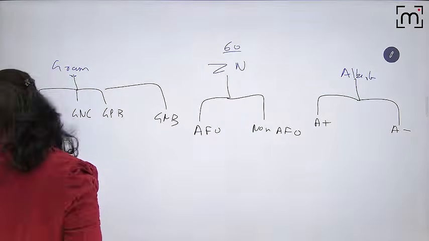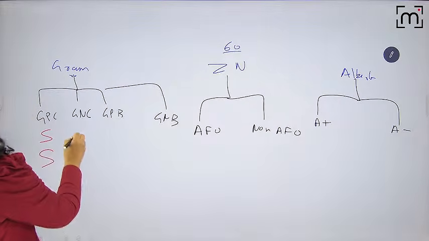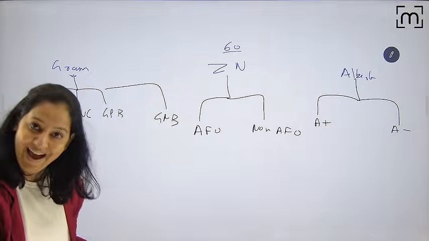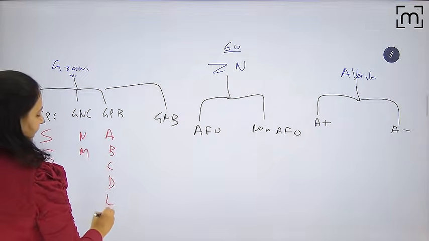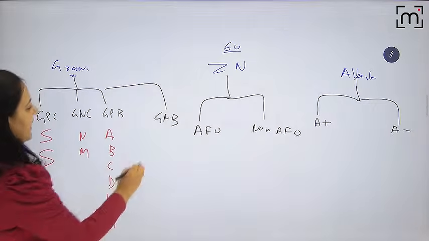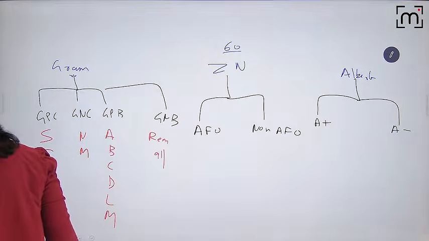Tell me the name of bacteria. First, here we have only 2 bacteria: Staphylococcus, Streptococcus. That's it. Here we have 2 bacteria: Neisseria, Moraxella. That's it. Here we have 6: A, B, C, D, L, M. You know the full form, I assume. And here remaining all. Remaining all will come in this category. So that is gram stain.